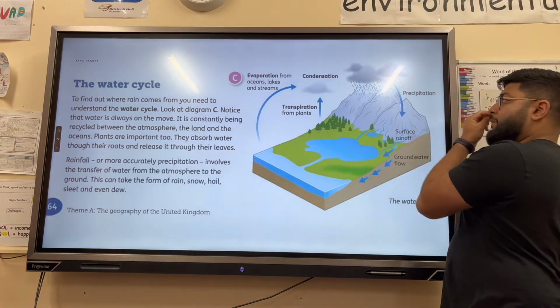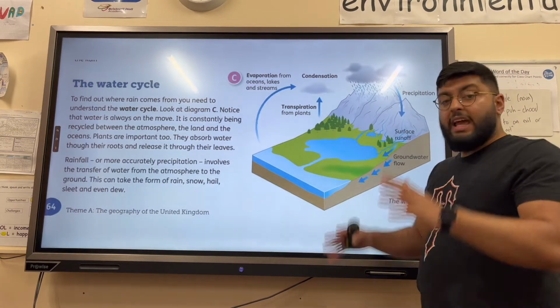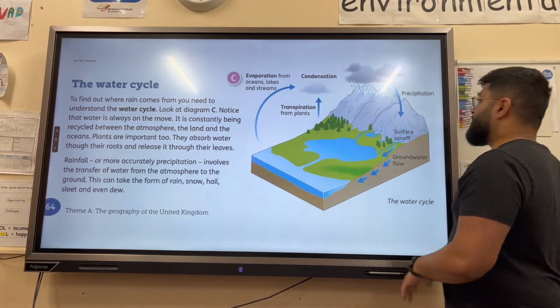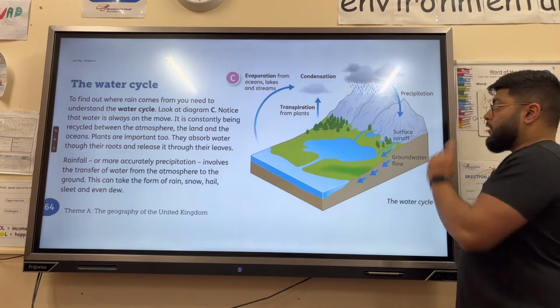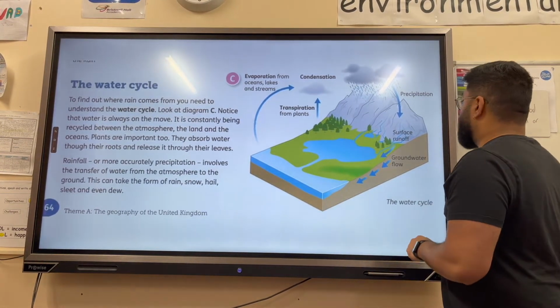Once that gets into the atmosphere and cools down, that leads to condensation, which is going to give us clouds, and air will start to sink as it gets cooler. Eventually that will turn into precipitation, which is just a more articulate word for rainfall.